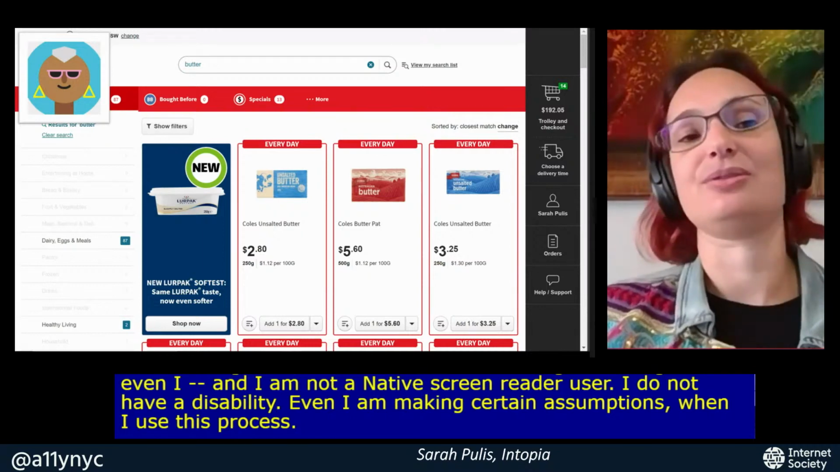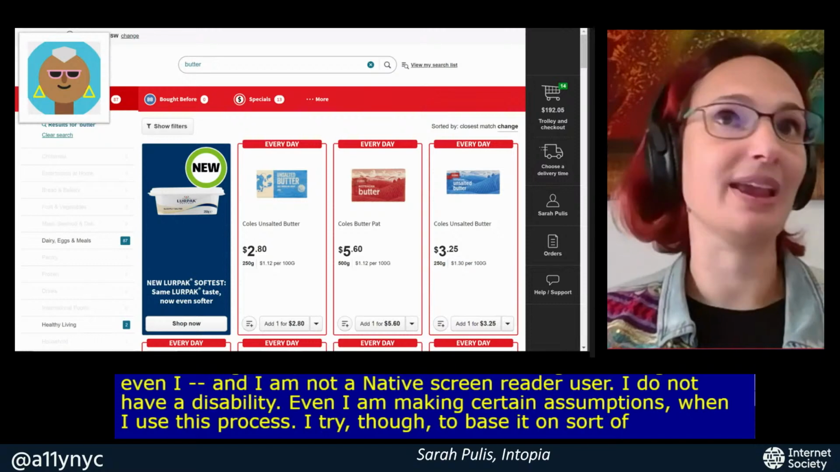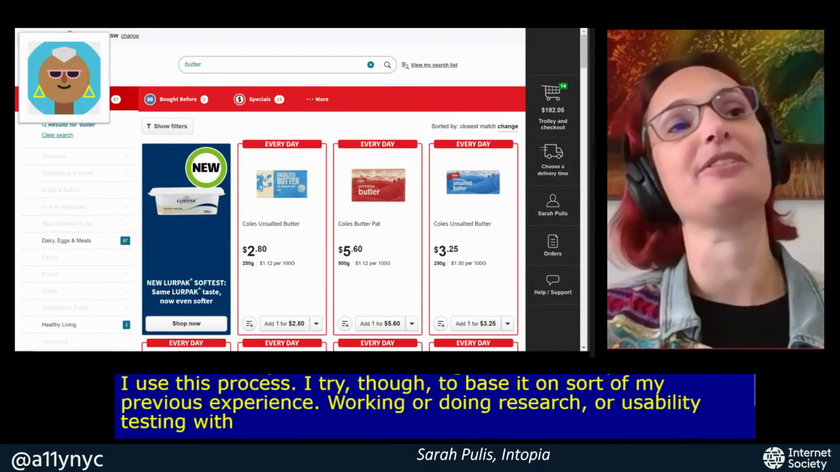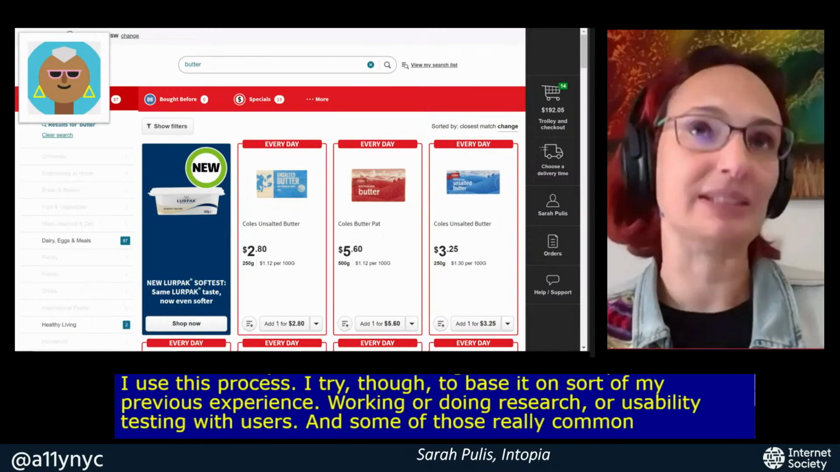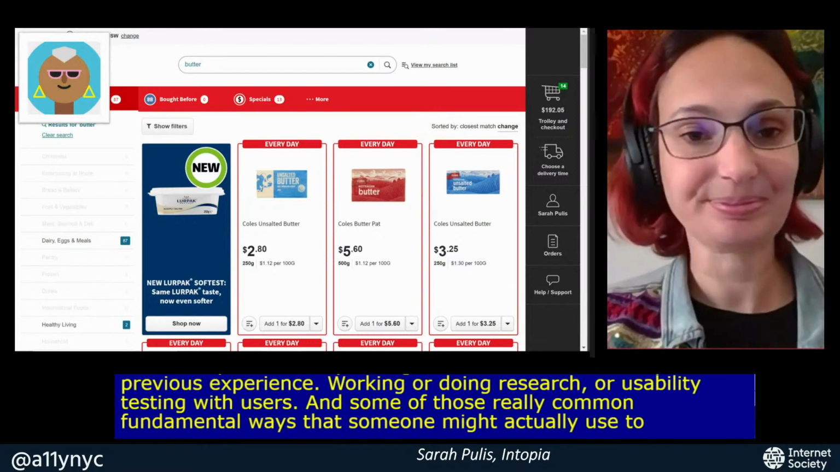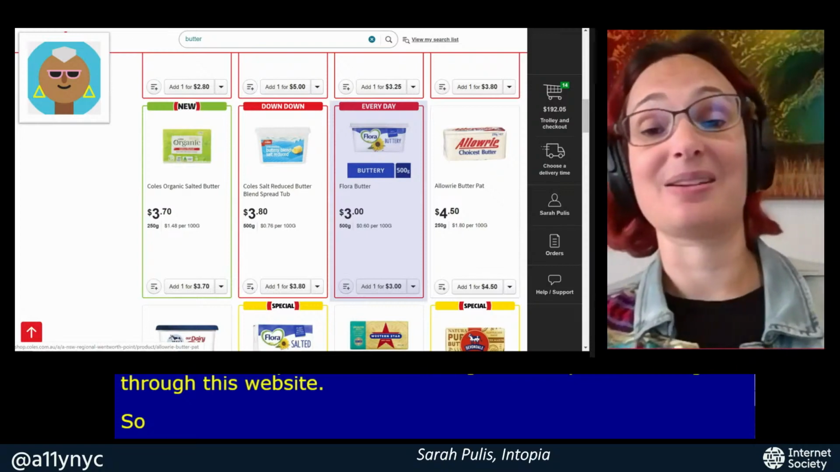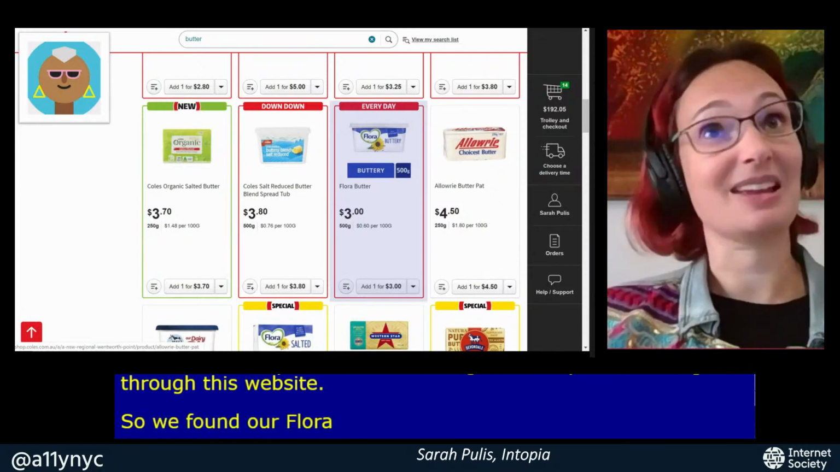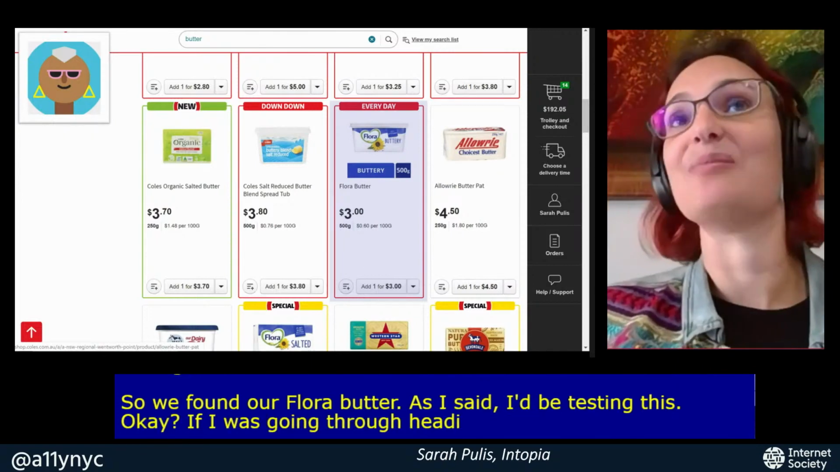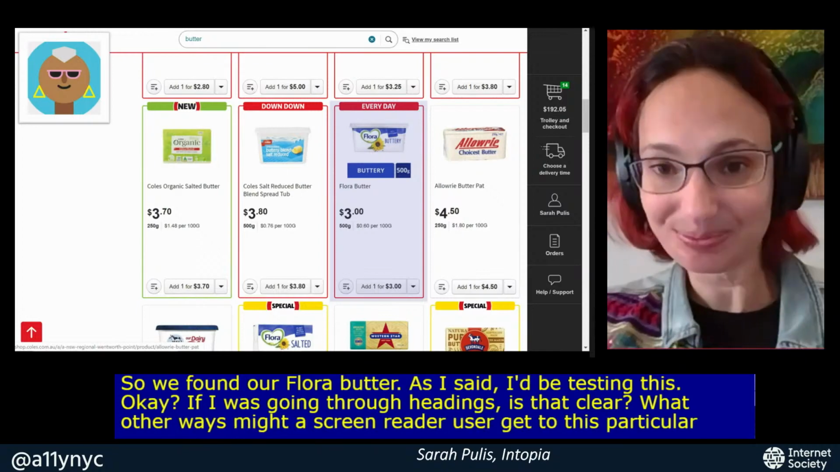So even I, not a native screen reader user, who does not have a disability, even I'm making certain assumptions when I use this process. I try, though, to base it on my previous experience working or doing research or usability testing with users, and some of those really common fundamental ways that someone might use to navigate through this website. So we found our Flora Butter. As I said, I'd be testing this. Okay, if I was going through headings, is that clear? What other ways might a screen reader user get to this particular information?